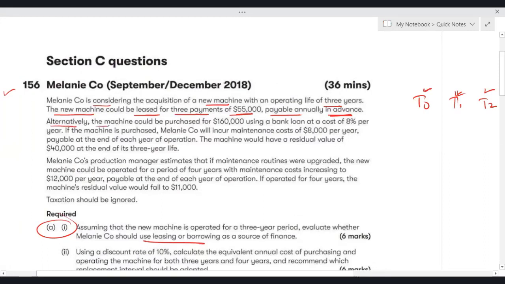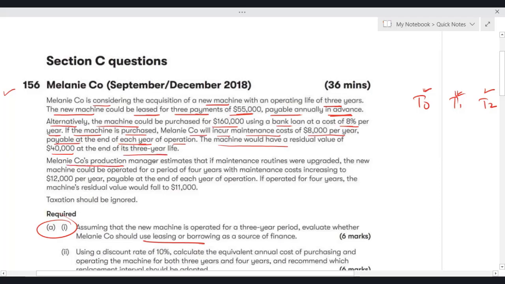Alternatively, the machine could be purchased for 1,60,000 using a bank loan at a cost of 8% per year. If the machine is purchased, Malini company will incur maintenance cost of 8,000 per year, payable at the end of each year of operation. The machine would have a residual value, scrap value, of 40,000 at the end of its 3-year life.